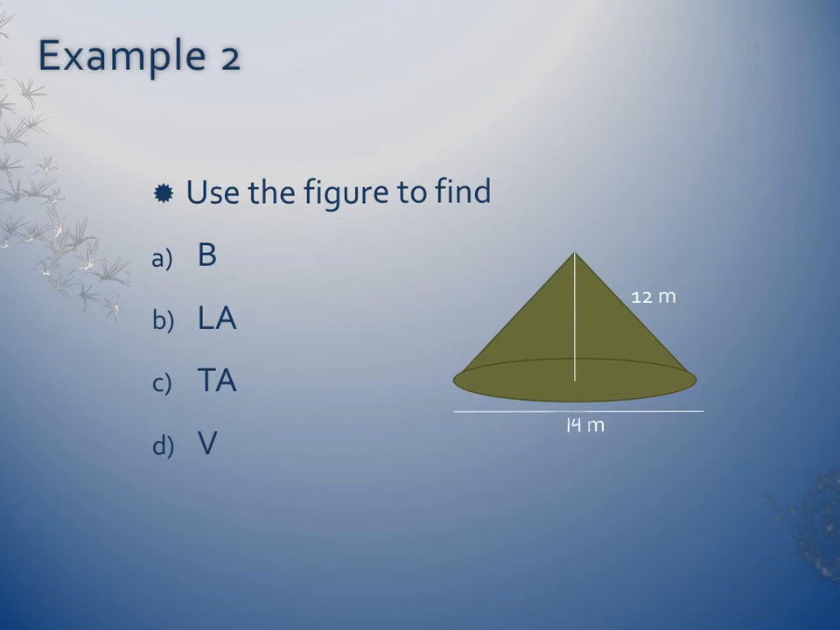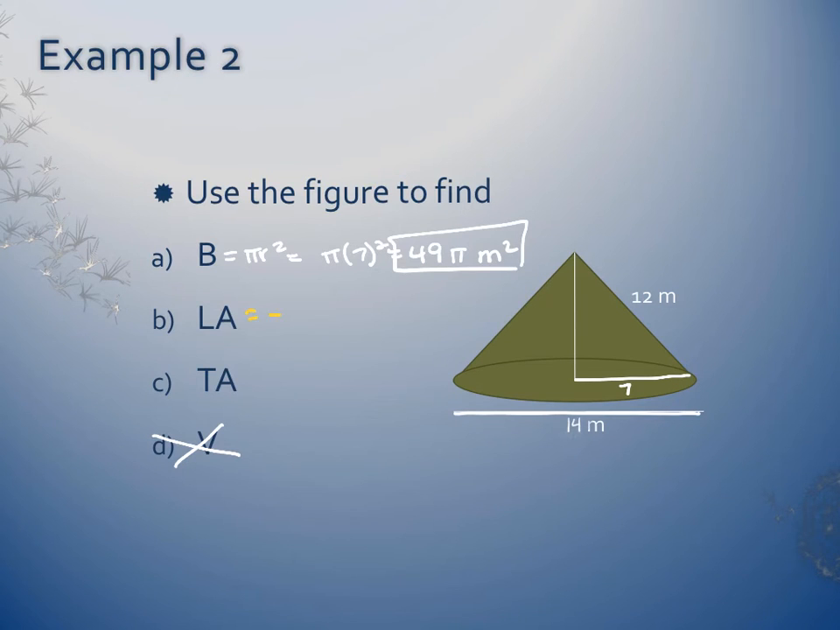All right, this last example is your cone. So this time it says use the figure to find the base area, the lateral area, the total area, and then we're going to skip again volume for a cone. So remember, for a cone, the base would be a circle. This would be pi r squared. If the whole diameter is 14, then the radius would be 7. So this would be pi times 7 squared, or 49 pi meters squared.